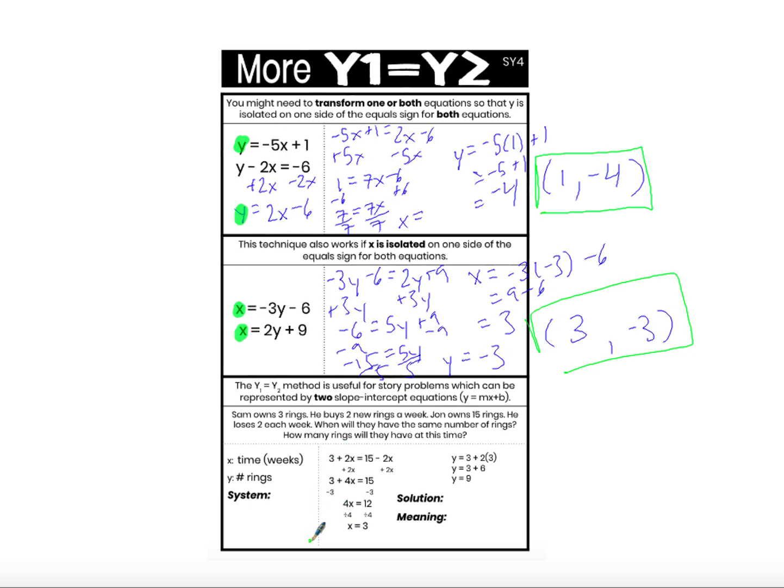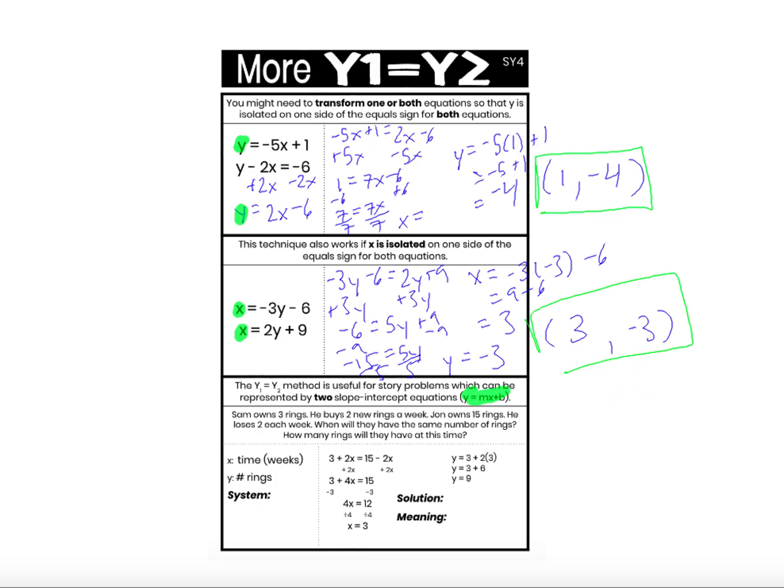On the bottom, we just have a pretty much filled in story problem. We do a lot of story problems in this unit, and usually the biggest challenge is just writing the system to start with. So this method will be used to solve a system of word problems where both equations are written in slope-intercept form, which hopefully we know by now is y equals mx plus b.